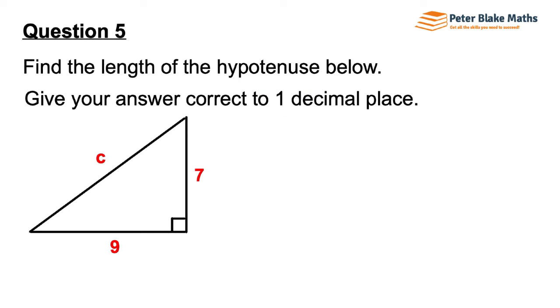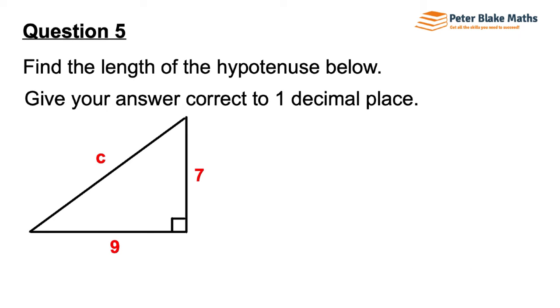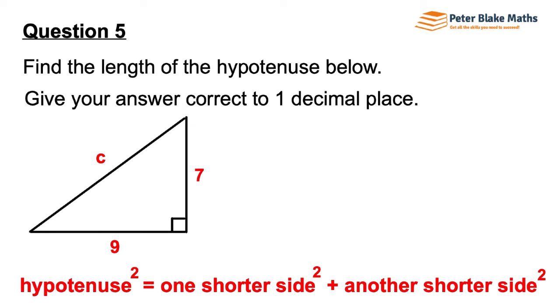Question 5. Find the length of the hypotenuse below. Give your answer correct to 1 decimal place this time. Pythagoras says hypotenuse squared equals one shorter side squared plus another shorter side squared. So the hypotenuse here is the longest side, which is our C. We'll start with that. So C squared equals 7 squared plus 9 squared. Doesn't really matter about the order of those second two numbers there because they're just getting added and order doesn't matter when we're adding. So let's start simplifying that.